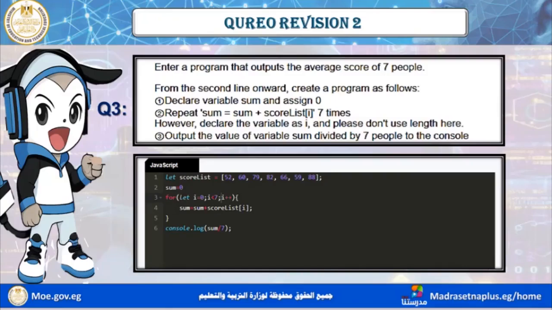Inside the curly bracket, we have to repeat the statement sum equals sum plus score list of I. And after finishing repeating the same statement for 7 times, we get the last value of sum. We need here to show on screen the last value of sum divided by 7 to get the average value.